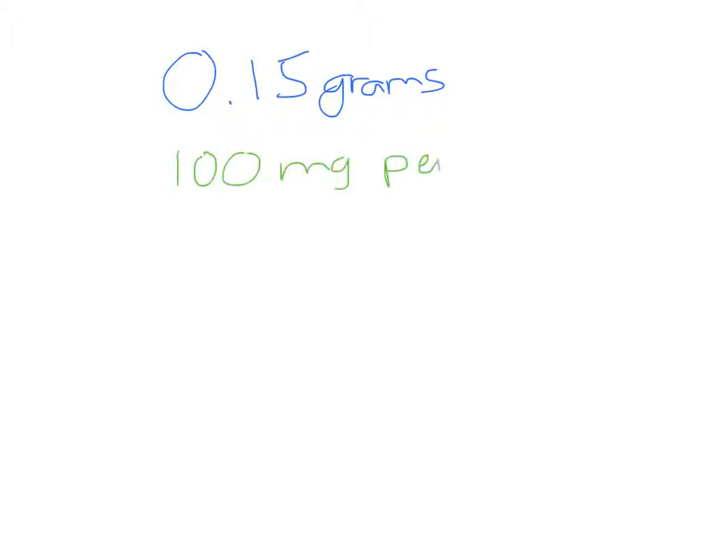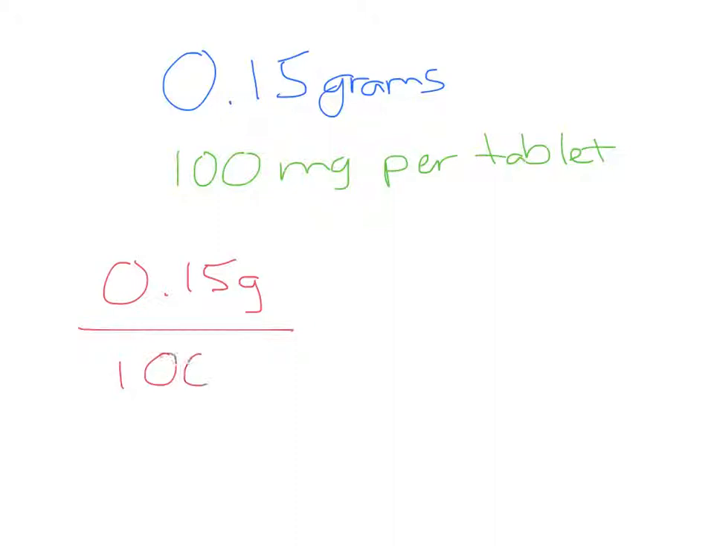Let me give you another example. Let's say we have a doctor that ordered 0.15 grams of a particular medication, and that medication comes in, we'll say, 100 milligrams per tablet. So we're still looking at tablets, per tablet. Setting up D over H times Q, D is 0.15 grams, H is 100 milligrams, and my quantity is still 1 tab.